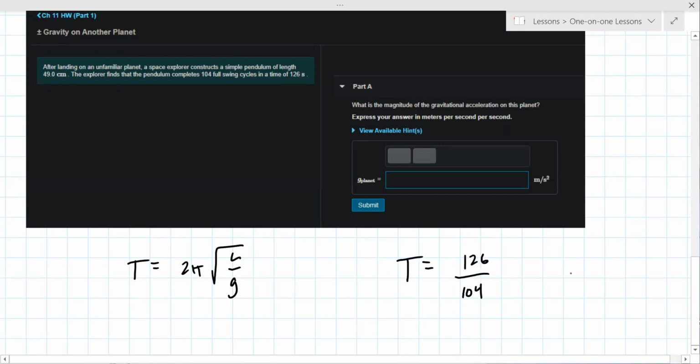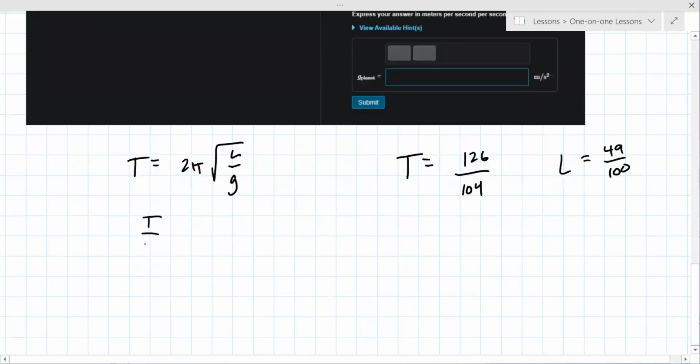And then L is given in centimeters, so we need to convert that to meters. So it's 49 over 100. And then we're just solving for g in this case. We have T divided by 2 pi, then we square it, and that gets you to L over g. Since we want g, we just swap positions here. It's L over (T over 2 pi) squared.